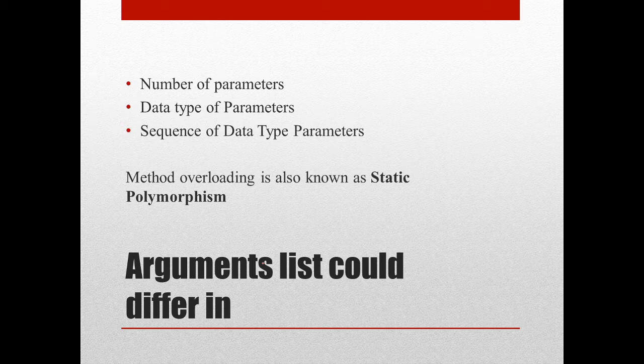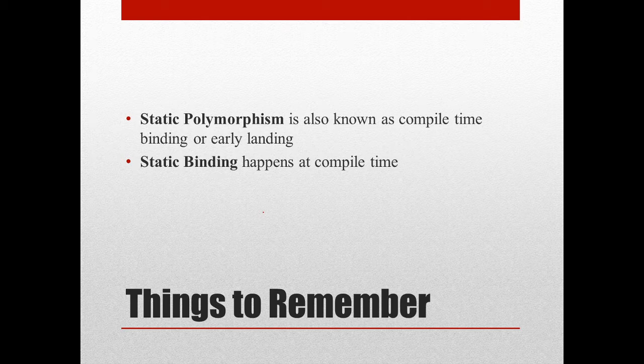Now, the arguments could differ in the number of parameters, the data type of parameters, and the sequence of data type parameters. Method overloading is also known as static polymorphism. Let us remember that static polymorphism is also known as compile time binding or early binding, meaning it happens when we are trying to compile the program, and static binding happens at compile time.